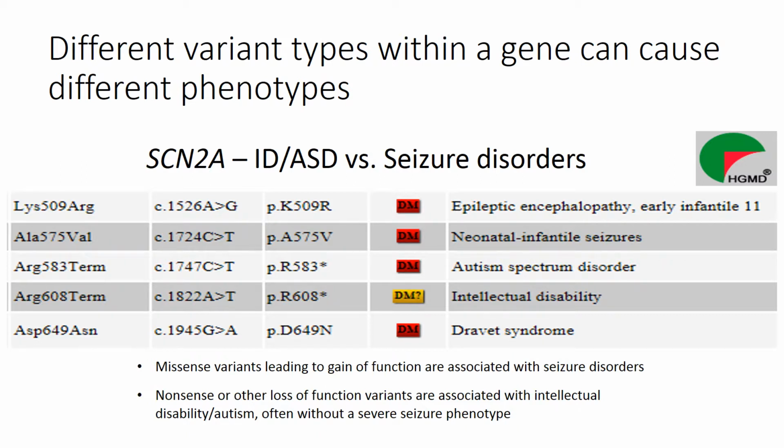There are also examples of genes where different disorders or phenotypes are associated with distinct variant types. This can be due to different disease mechanisms. For example, in the SCN2A gene, missense variants believed to cause a gain of function are associated with seizure disorders, while loss of function variants are usually associated with intellectual disability and/or autism spectrum disorder, often without seizures.